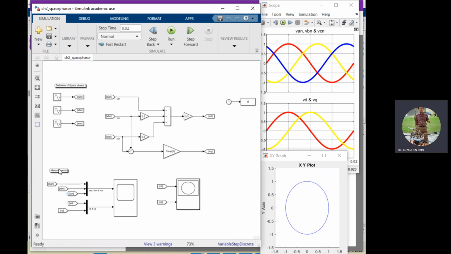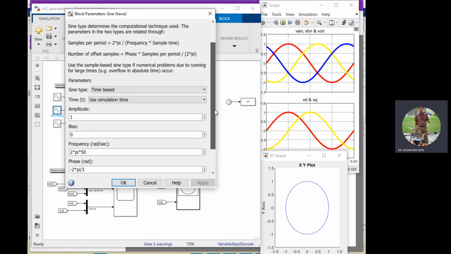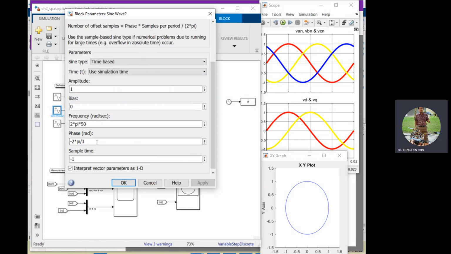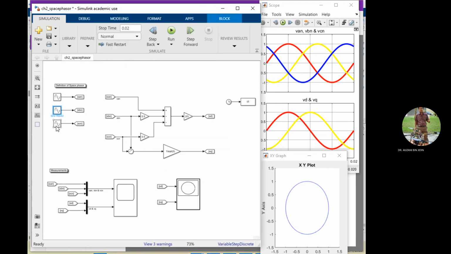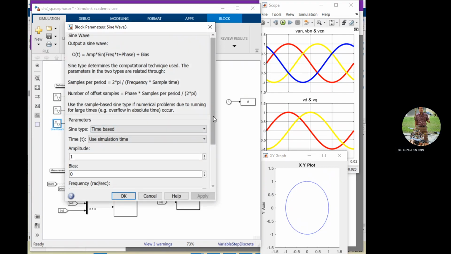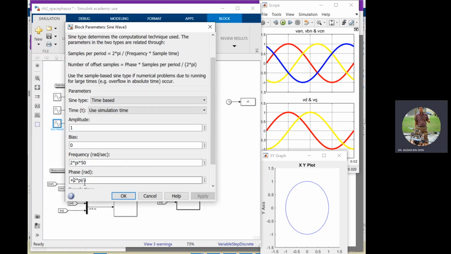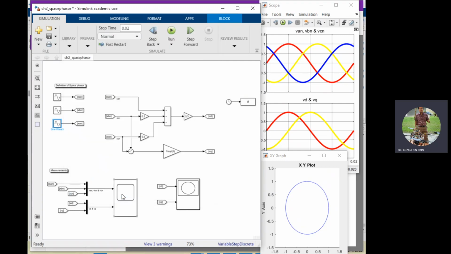So that's why your space vector rotates in counterclockwise. Now let me change. Now the VBN here will be positive, and for the VCN, I change to negative. So we swap 2 phases, VB and VC. So it means VA still comes first, then followed by VCN, then finally followed by VBN. Okay, so we try to simulate.